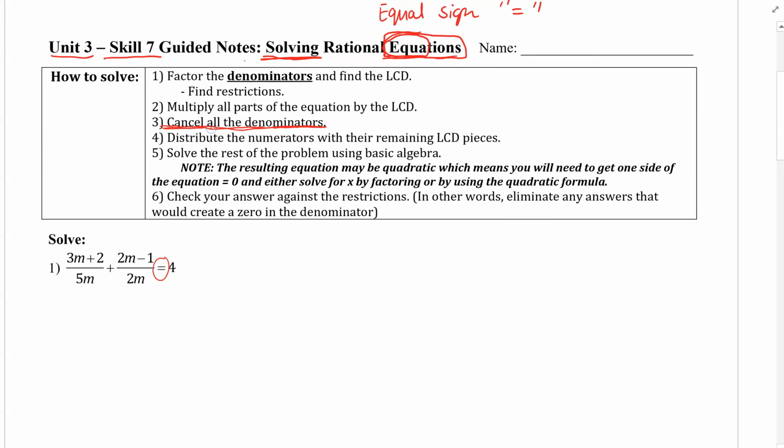Our goal is going to be different here. We're not trying to simplify. We're not trying to add the fractions. We're trying to solve for the variable. So instead of trying to get a common denominator, we're going to get rid of the denominators, okay?